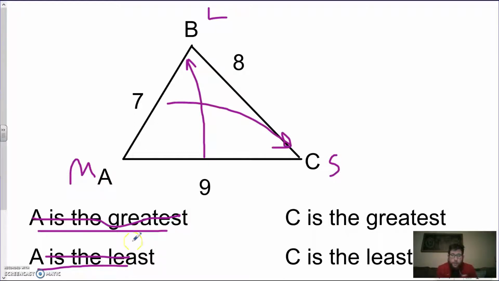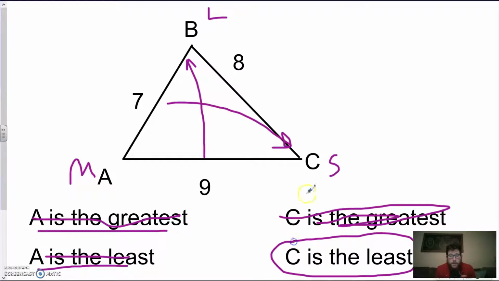Now let's take a look at C. Is C the largest? No, C is not the largest. Is C the least? Yes, we know that C is the smallest of the angles, right? So when you're doing this, you want to make sure that you're paying attention to what they're asking for. But again, this isn't bad. Take your smallest side, go opposite. That's going to be your smallest angle.